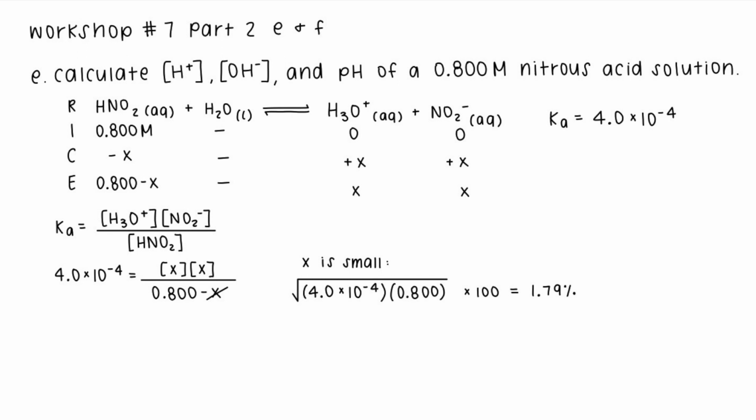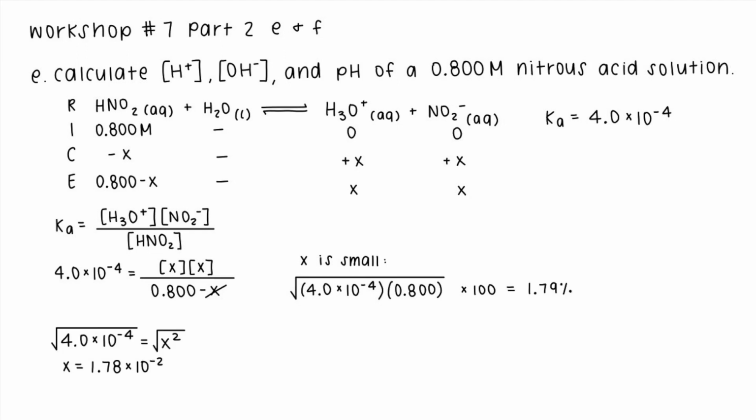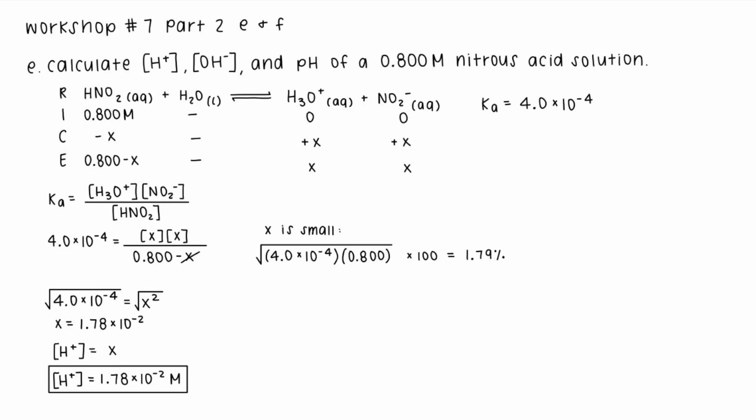We then go back to solving for X, and since we can assume X is small, we cross out X in the denominator and then solve for X. This would equal 1.78 times 10 to the negative 2. To find the value of the concentration of hydrogen ion, we look at the reaction equation and we can see that hydronium, which is the same as hydrogen ion, equals X. Thus, the concentration of hydrogen ion will just equal 1.78 times 10 to the negative 2 molar.